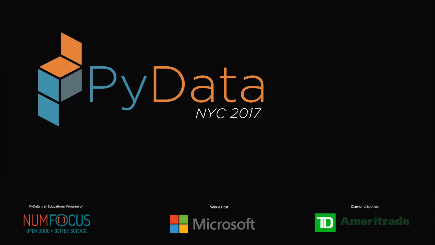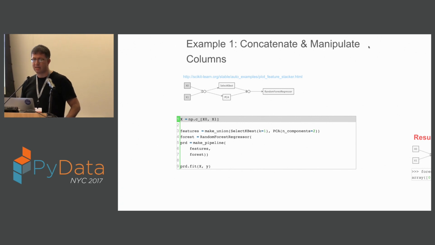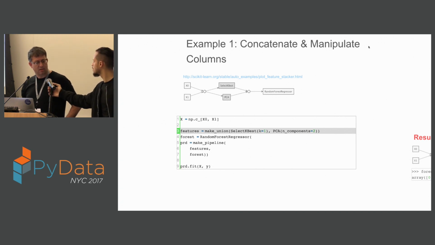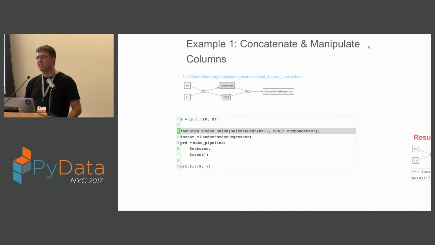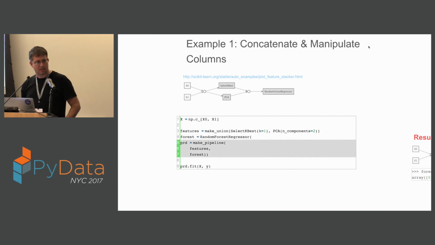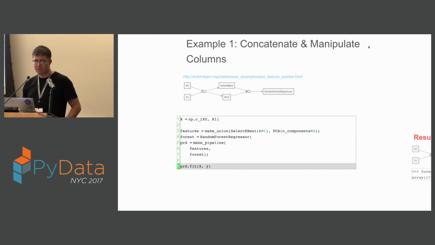So what happens here is that first we take x0 and x1 and concatenate them. x0 and x1 are numpy arrays. And after that we perform a feature union of finding the single best feature and also taking the first two principal components. After that, we construct a random forest predictor, and then we make a pipeline combining all of these things together, and then we run fit and predict and all the regular things that we usually do.